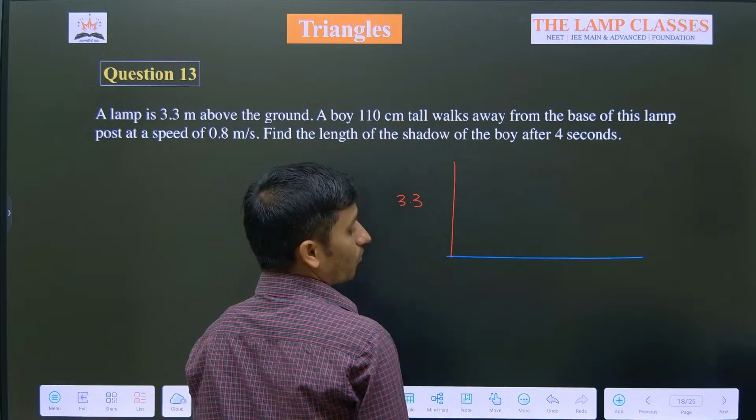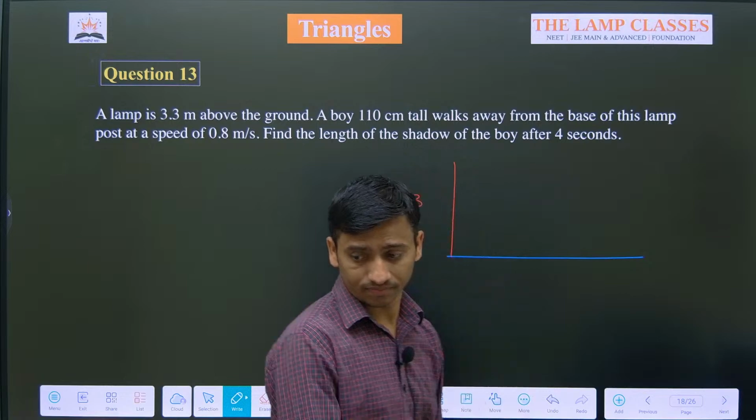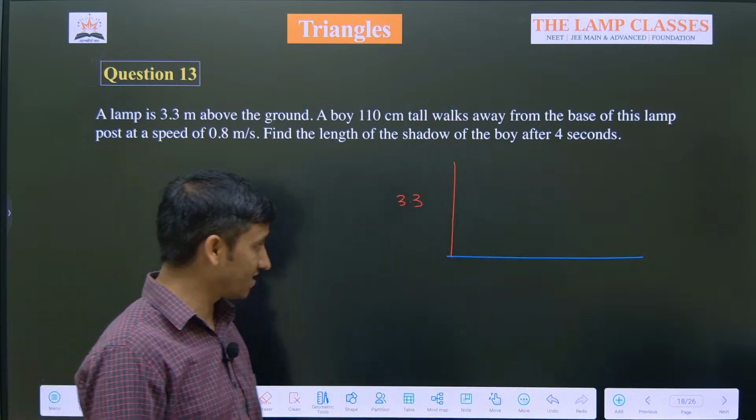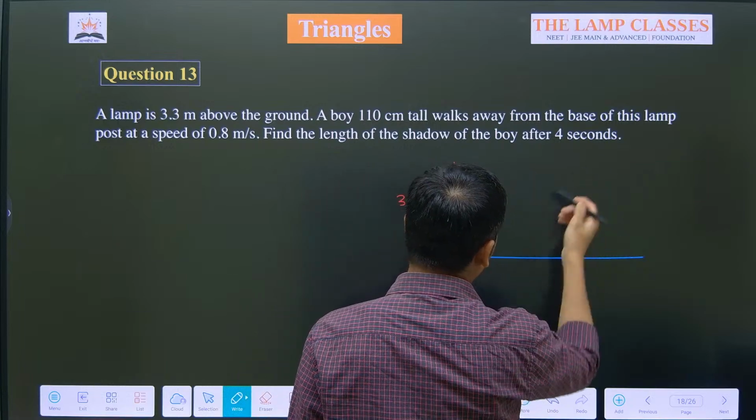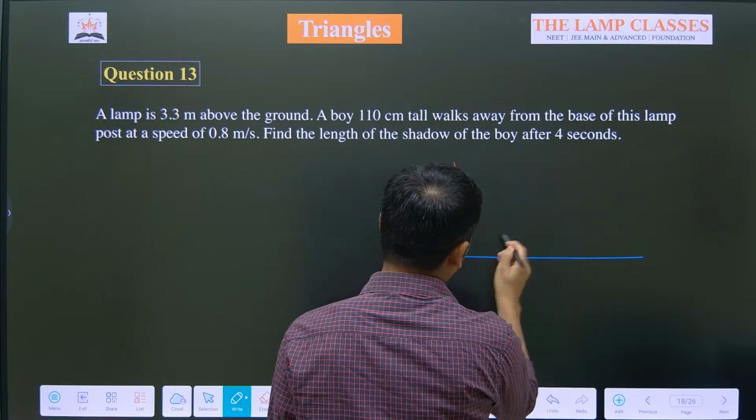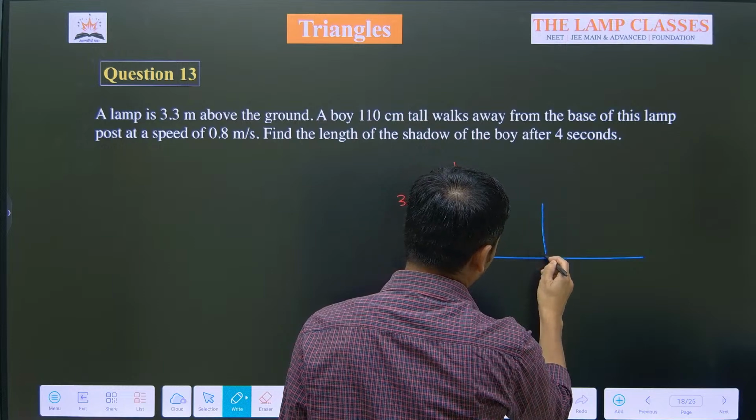Are you getting it? So the lamp post is actually releasing rays, right, due to which there will be a shadow of the boy. So assuming that at that particular moment, after 4 seconds, he is at this place.